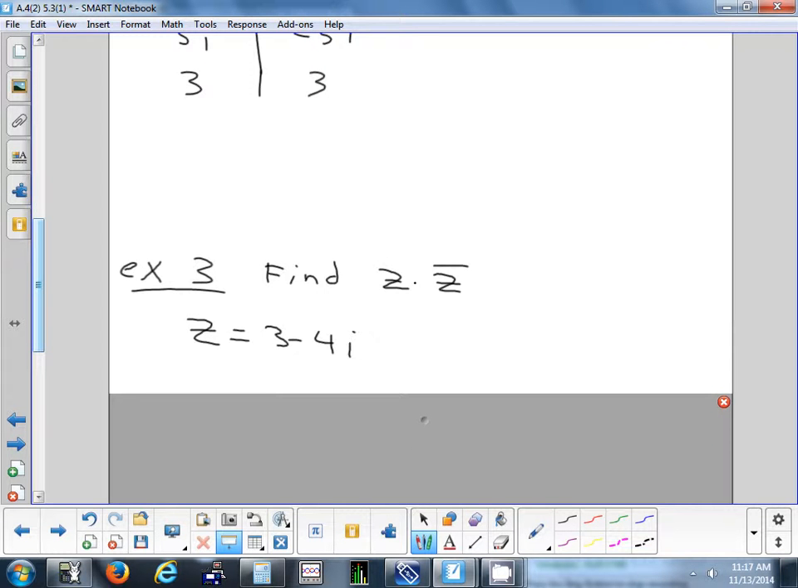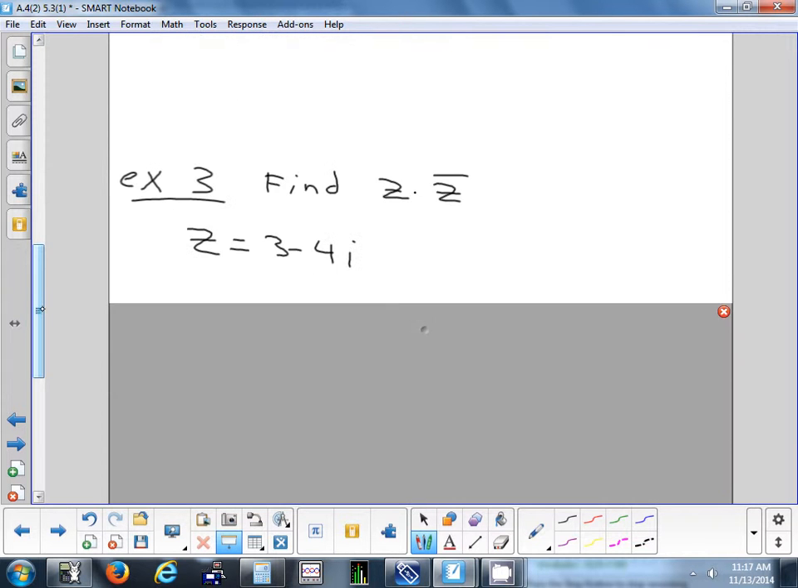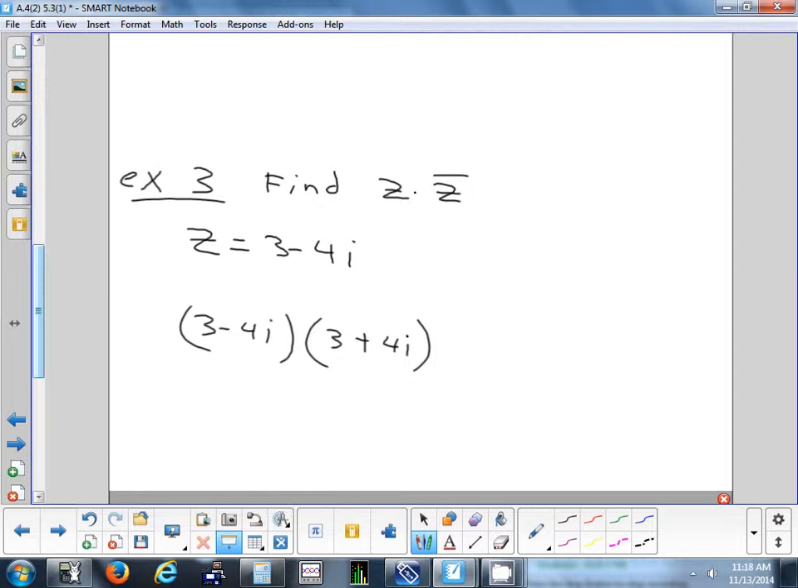Okay, now what I want to do is multiply conjugates together and see what happens. So I'm asking you to multiply a complex number times its conjugate. In this case, the complex number is 3 minus 4i. We already know the conjugate. It's 3 plus 4i. So let's multiply this out and see what we get. Max, what would be the first thing I'd multiply? 3 times 3, and that gives me 9. Iris, what would be the next thing? 3 times 4i, which is 12i.